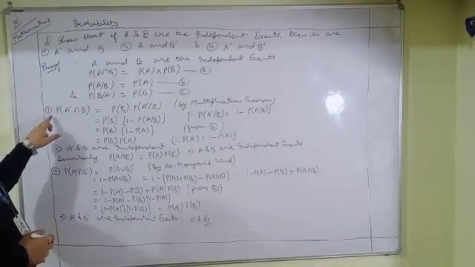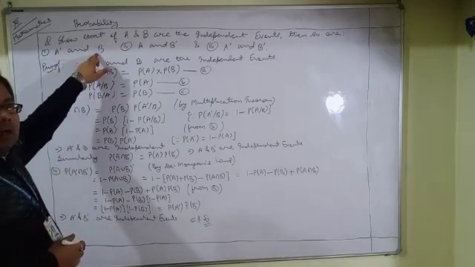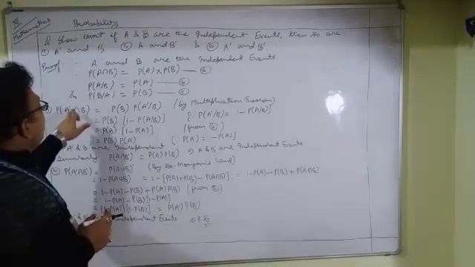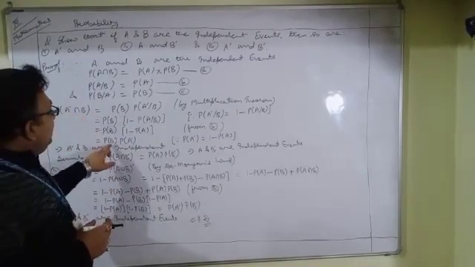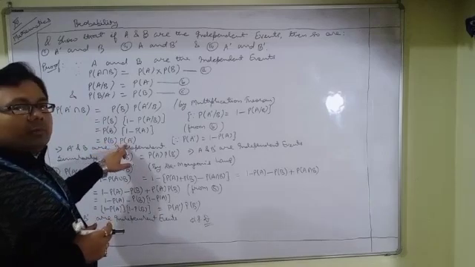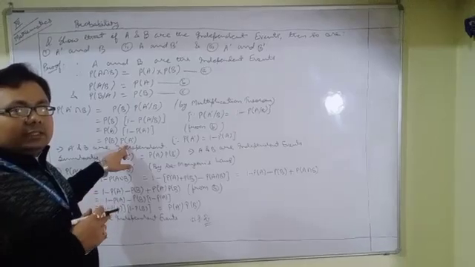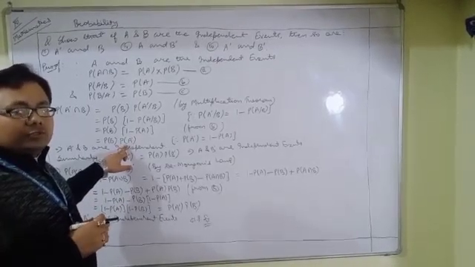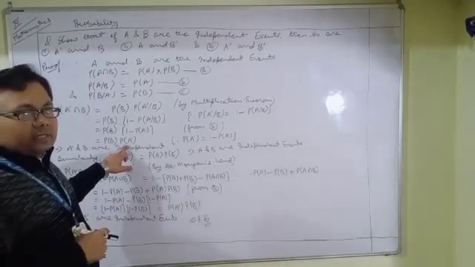Now let us consider the first result. Since we have to prove that A dash and B are independent events, we must check whether the probability of A complement intersection B is equal to the probability of B into the probability of A complement or not. If it is, then we can say that A complement and B, both of them, are independent events.